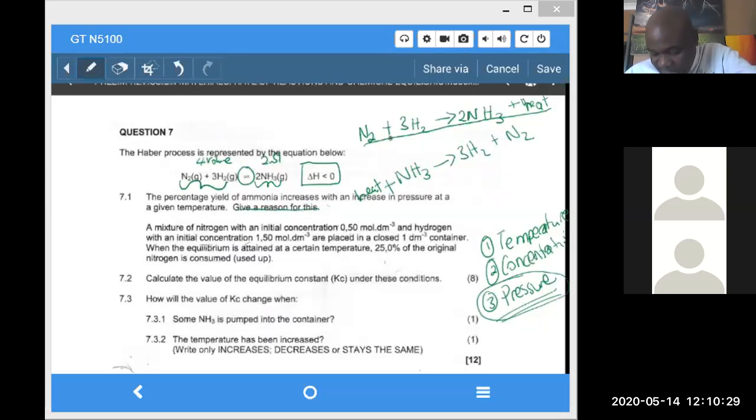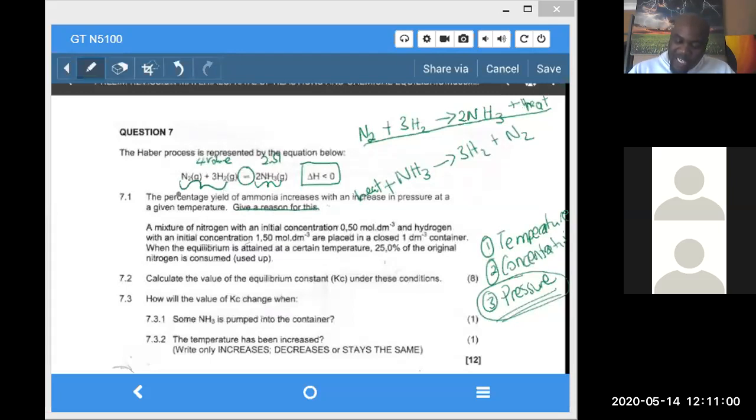If I increase heat, or if I increase temperature, that means I've added more heat to the system, and the system does not like that increase in heat. So the system will favor the reaction that removes that heat. And in this case, the reaction that is removing heat is the reverse reaction. So if you increase temperature here, you favor the reverse reaction, because the reverse reaction uses up that heat.